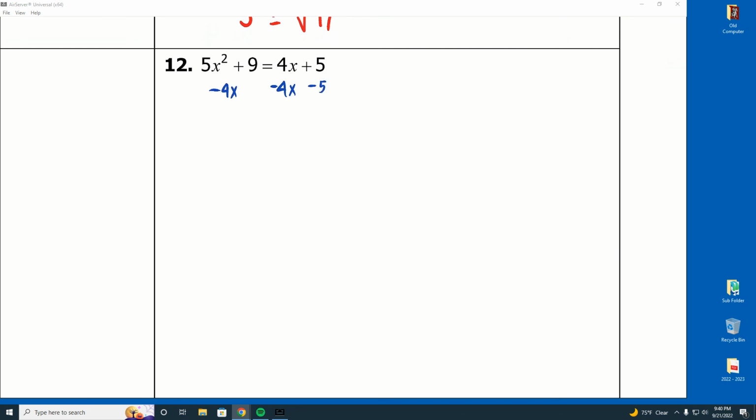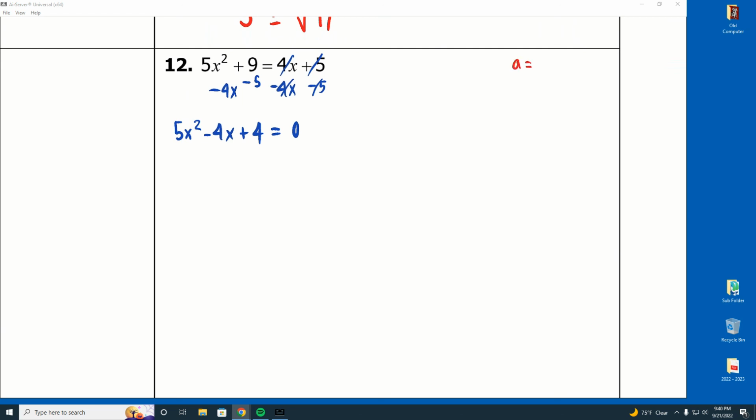Let's subtract 5. And of course, it gets to subtract from 9 because they're like terms. So we've gotten everything on one side now. And here's what it looks like: 5x squared minus 4x. And then what is positive 9 minus 5? Well, that's positive 4. Okay? So there it is. I probably should have spread that out a little bit more, but anyhow.